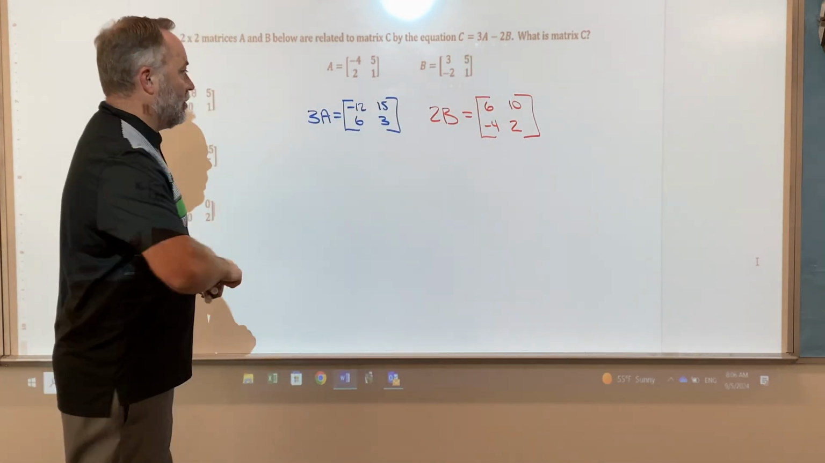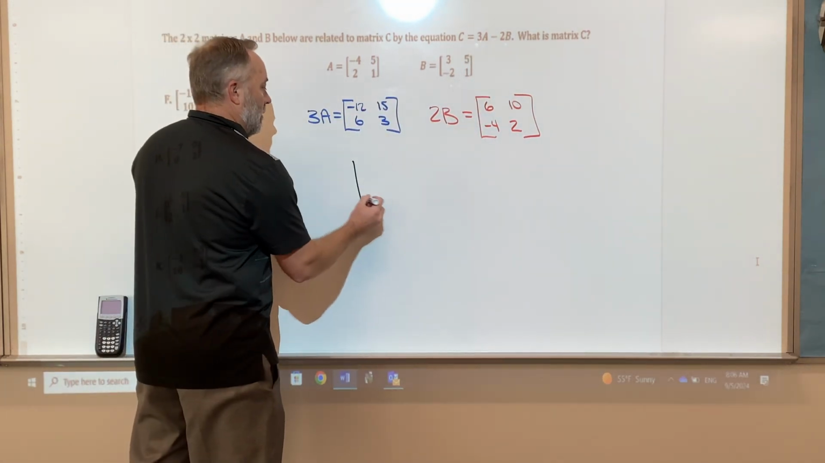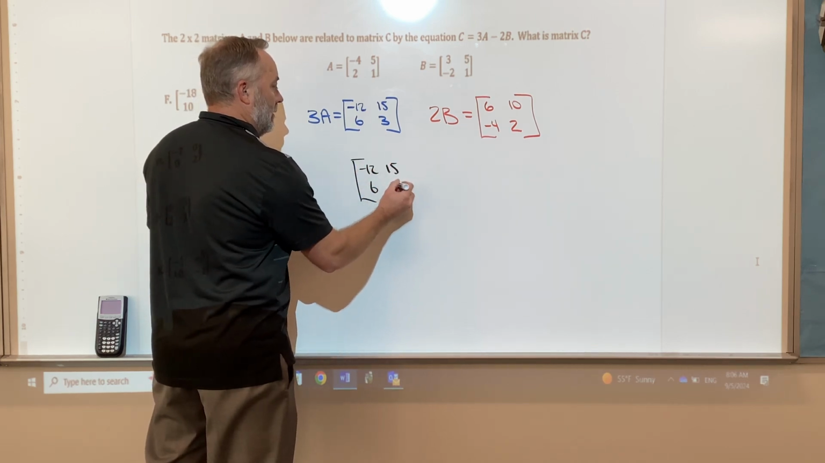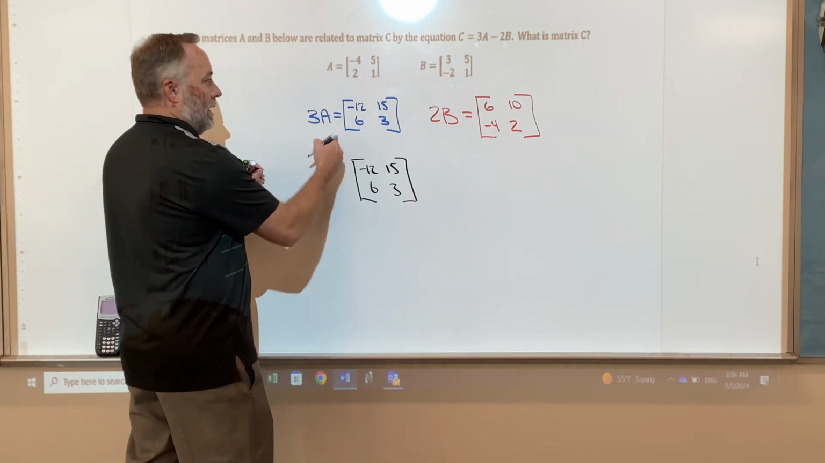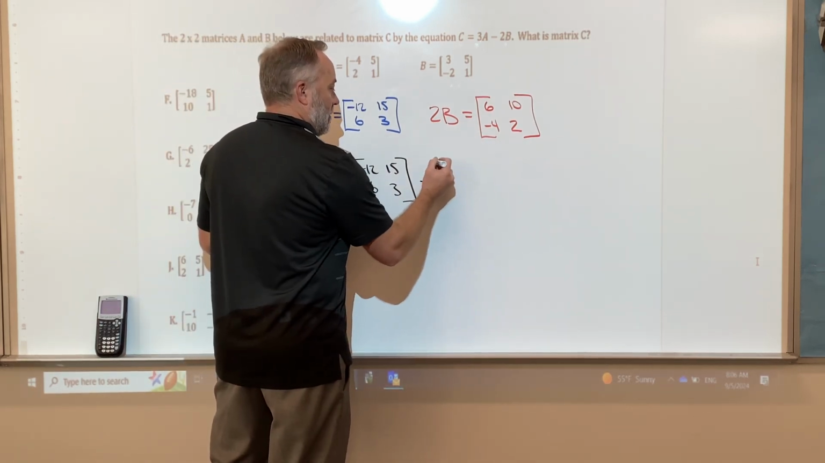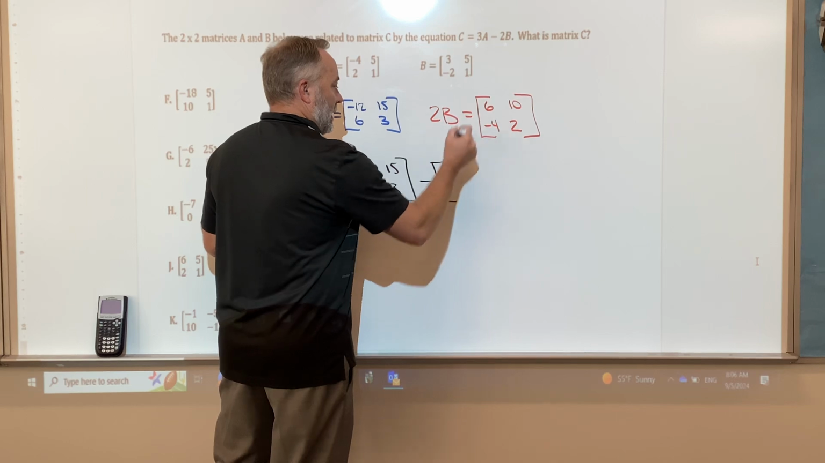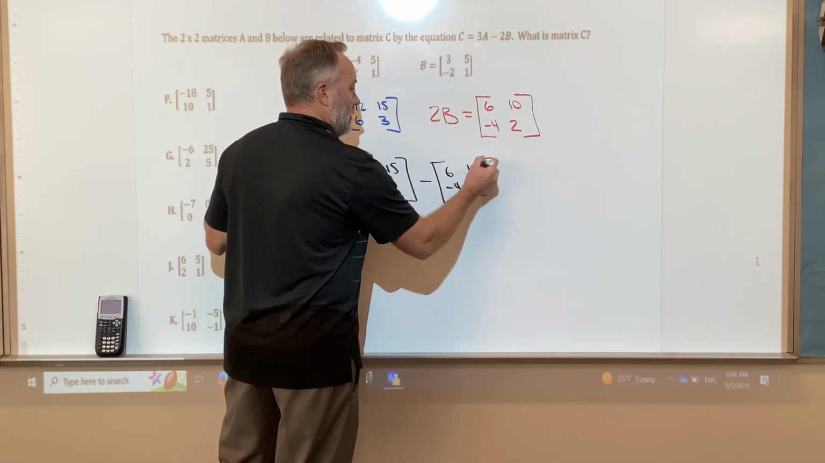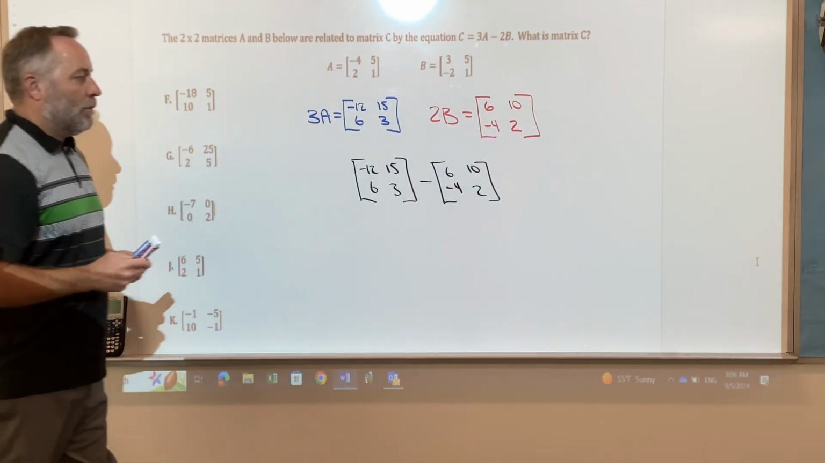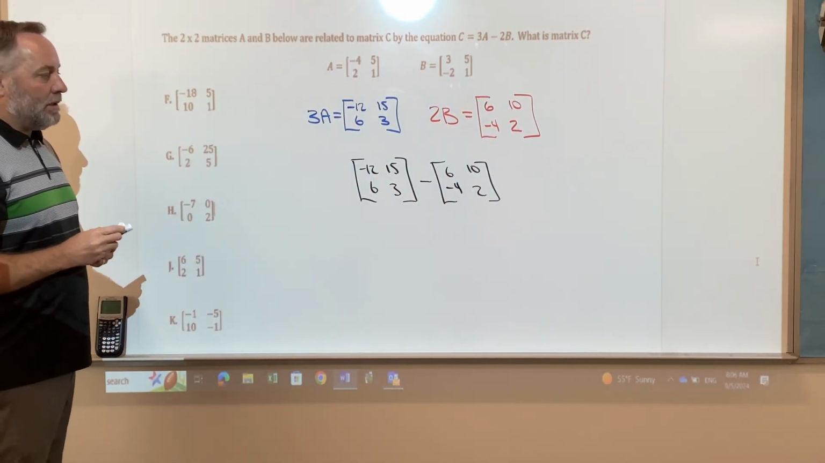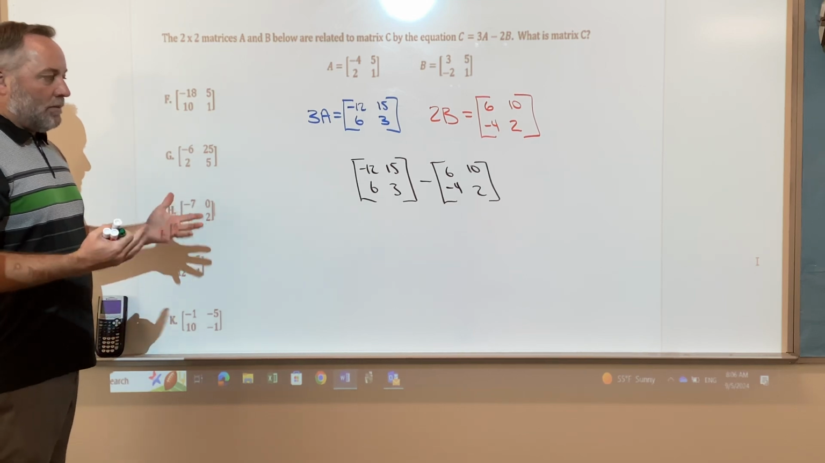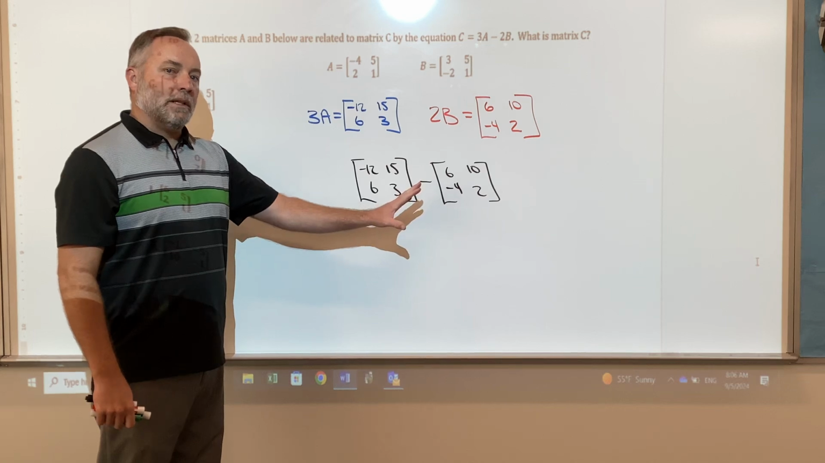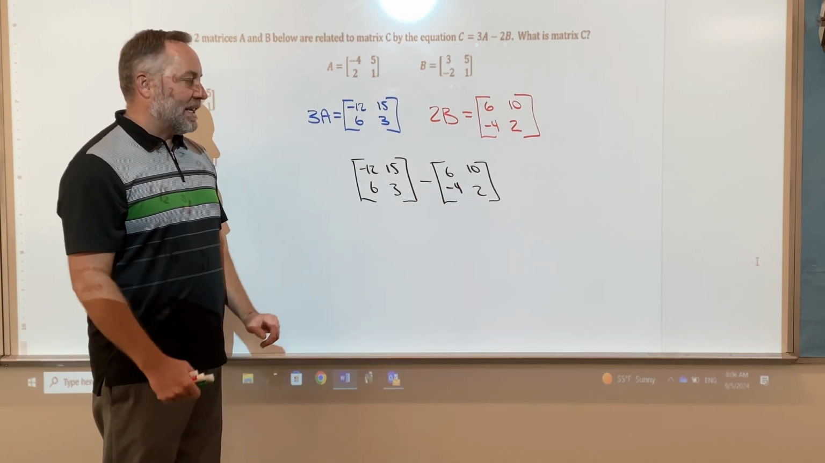So let's go ahead and show that. So right here, let's rewrite it, negative 12, 6, 15, and 3. That's 3A. Subtract 2B, which is the 6, negative 4, 10, and 2. All right, when adding and subtracting matrices, you just add or subtract, in this case we're subtracting, corresponding elements or corresponding entries, or just numbers that are in the same position.